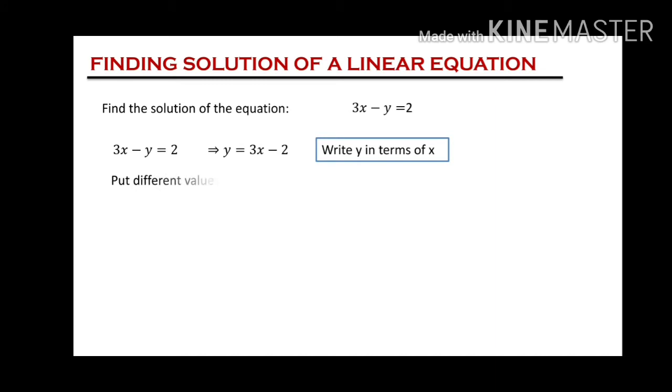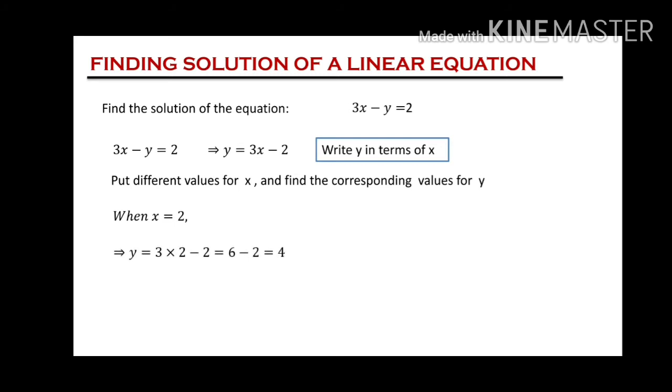So here we can see that if we keep on putting different values for x, we will get corresponding values of y. When x equals 2, for example, we get y equals 3x minus 2. 3x means 3 into x. So here x is 2 now. So 3 into 2 minus 2, that is 6 minus 2 equals 4.